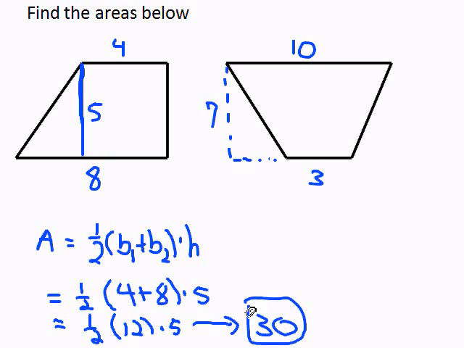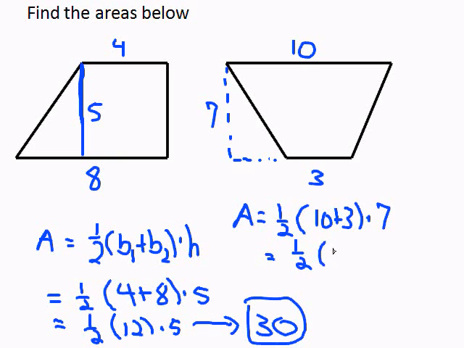Now looking at our second shape, we're going to use the exact same formula. The area is going to be equal to 1/2 times (base 1, 10, plus base 2, 3) times the height, which is 7. So we get 1/2 of 10 plus 3 is 13 times 7. Half of 13 is 6.5 times 7. And again, you can use your calculator.